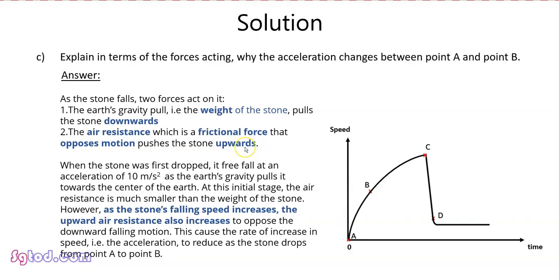When the stone was first dropped, it free falls at an acceleration of 10 meters per square second as the Earth's gravity pulls it towards the center of the Earth. At this initial stage, the air resistance is much smaller than the weight of the stone. However, as the stone's falling speed increases, the upward air resistance also increases to oppose the downward falling motion. This causes the rate of increase in speed, that is the acceleration, to reduce as the stone drops from point A to point B.